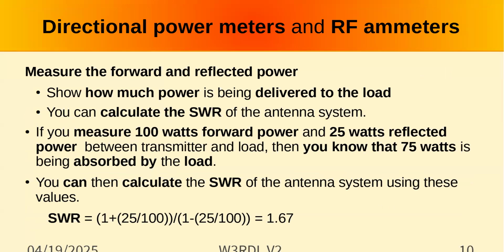Directional power meters measure forward and reflected power. They show you how much power is being delivered to the load, at least how much power you think is being delivered to the load. It's how much is going into the feed line. How much gets to the antenna is not necessarily the same. You could use these to calculate SWR.